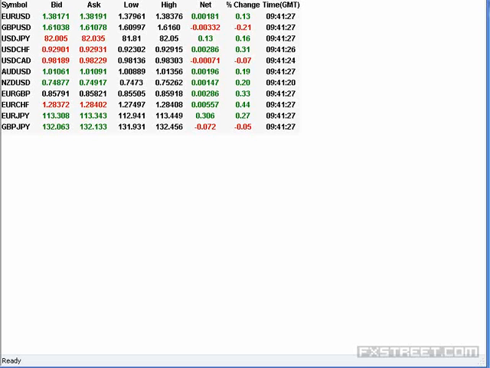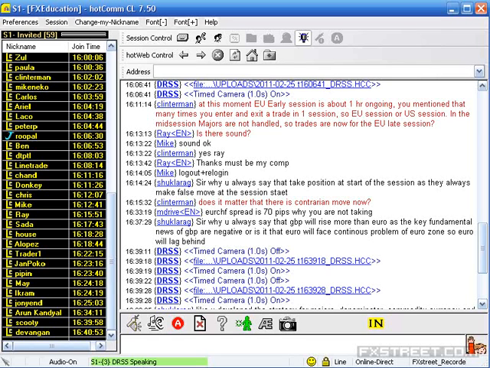Then Shukla, why do you always say to take a position at the start of the session, as they always make a false move at the session start? Yeah, they make a false move during the session start, a dip followed by a rise, or a quick upward move followed by a drop. So during such a false move, you try to take a position so that you will be in line with their intentional move. That is the simple reason.